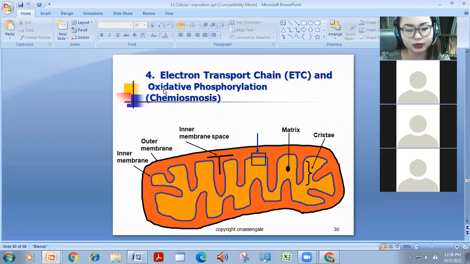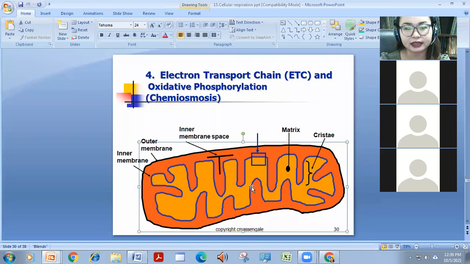So to continue, we have the electron transport chain, ETC, and oxidative phosphorylation or chemiosmosis, which is actually happening at this site.